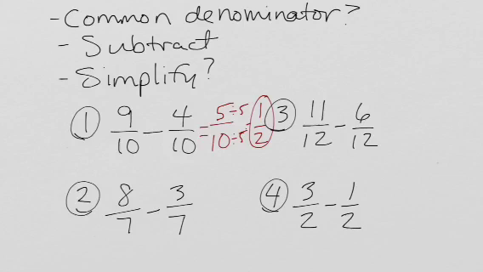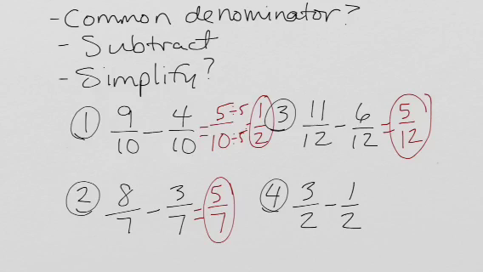Down to number 2, 8/7 minus 3/7. 8 minus 3 is 5. The denominator would stay the same. 5 and 7 do not share any other factor other than 1. 5/7 is my final answer. Over here to number 3. 11 minus 6 is 5. Denominator would stay the same. 5 and 12 do not share any other factor other than 1. So 5/12 is my final answer.